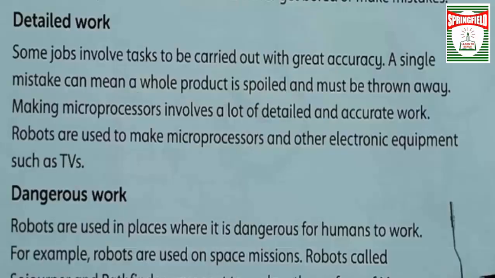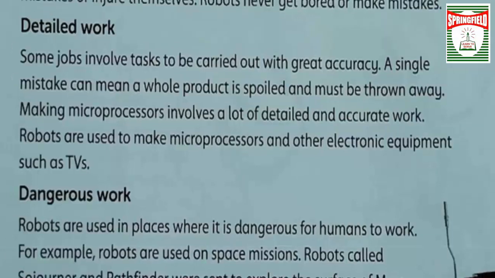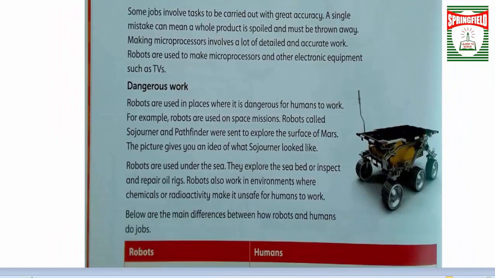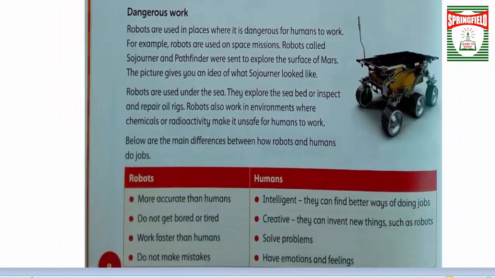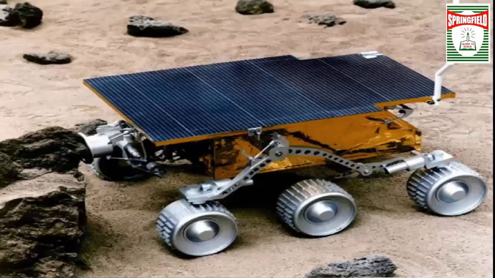Dangerous work. Robots are used in places where it's dangerous for humans to work. For example, robots are used on space missions. Robots called Sojourner and Pathfinder were sent to explore the surface of Mars, and the picture gives you an idea of what Sojourner looks like. Robots are used under the sea, where they explore the seabed or inspect and repair oil rigs. And robots also work in environments where chemicals or radioactivity make it unsafe for humans to work.